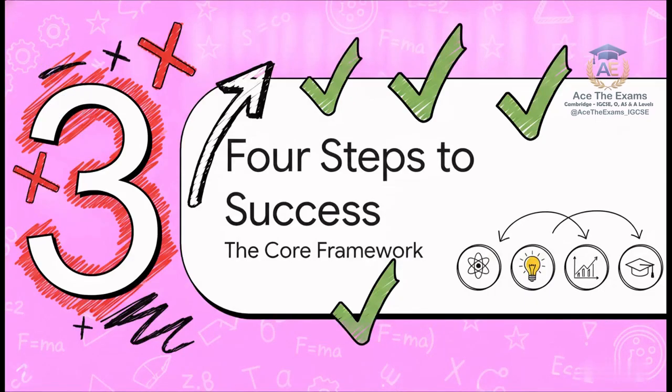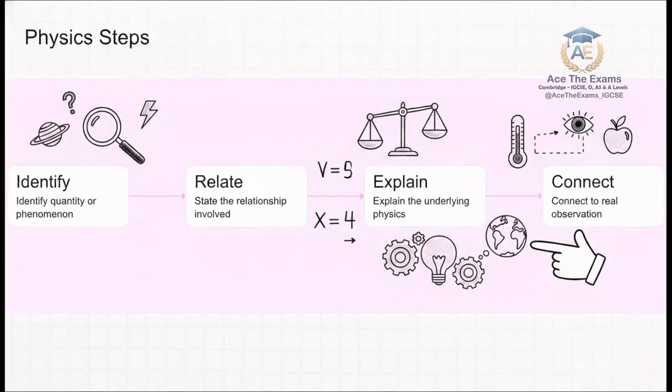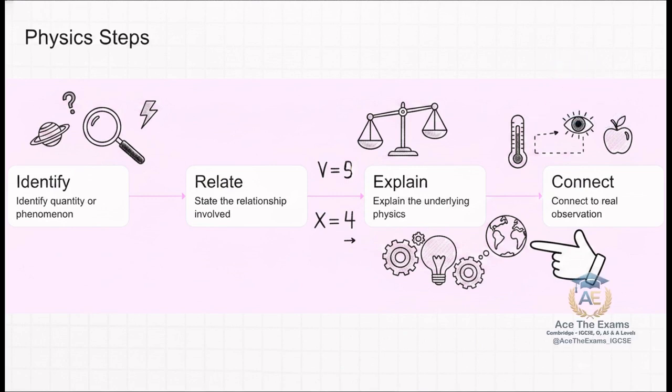Let's get right back into it with Section 3, our 4 steps to success. Okay, this is it. This is the exact step-by-step teaching sequence recommended to totally master IGCSE-style physics. You need to memorize this sequence. Step 1. Identify the quantity or phenomenon. What are you actually looking at? Is it velocity? Is it acceleration? Call it by its correct name.